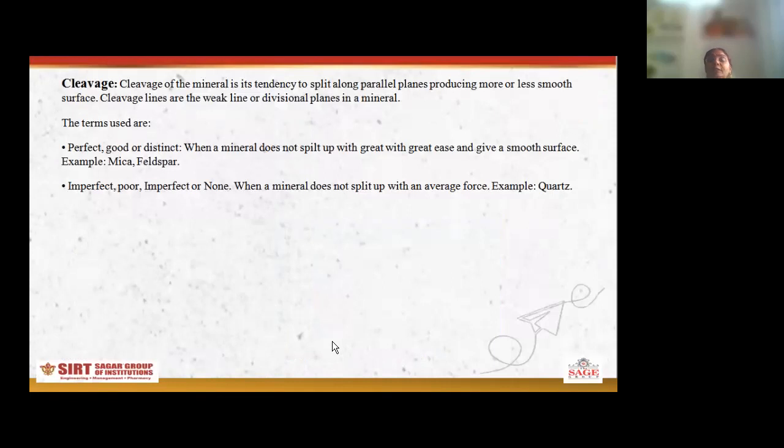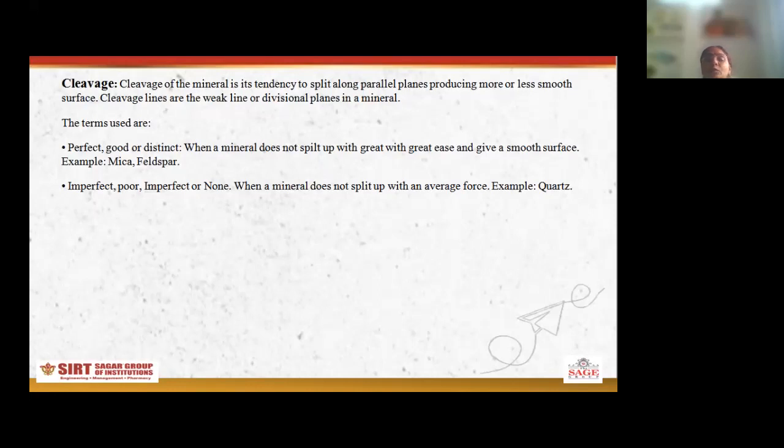Cleavage. Now we will discuss cleavage. What is cleavage? Cleavage is the tendency of a mineral to split along parallel planes, producing a more or less smooth surface. Cleavage lines are the weak lines or divisional planes in minerals. We have categorized cleavage into two categories: perfect or good, and distinct.